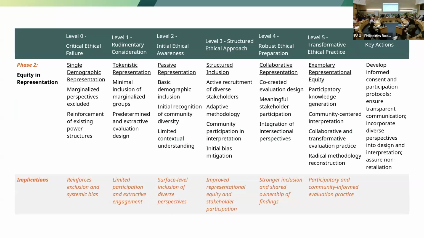Now, there are 2 screenshots of the tool itself. I'm going to skip through these, but I think they'll be available to you, as the chapter will be as well, with all 6 phases. They actually give you an activity on each level and the key actions. If you've progressively performed these at each phase, you would have developed informed consent with participation protocols, ensure transparent communication, incorporate diverse perspectives into your design, and assure non-retaliation.